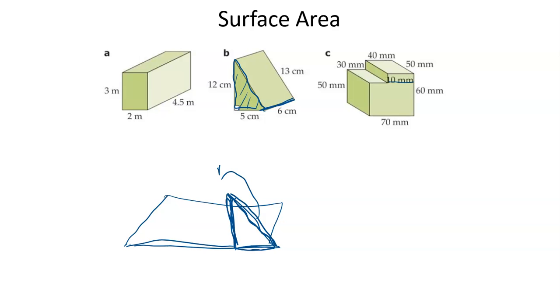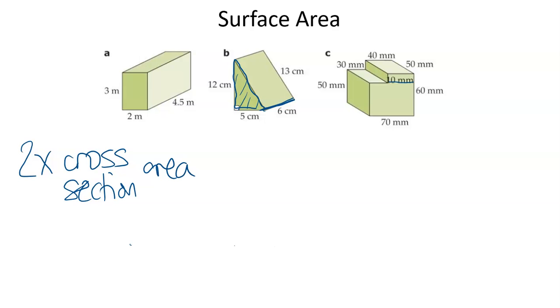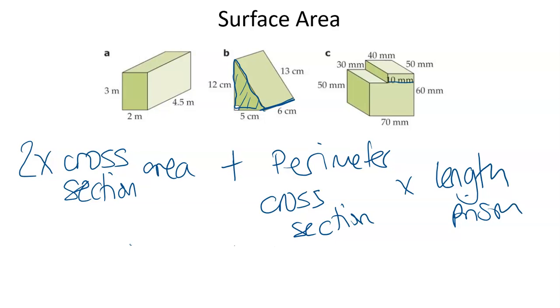And that means that if you want, you can do a slightly easier thing to remember, is that the surface area for a prism, this only works for a prism, is going to be 2 times the cross-section area plus the perimeter of the cross-section times the length of the prism. Okay, so that will always work for a prism.